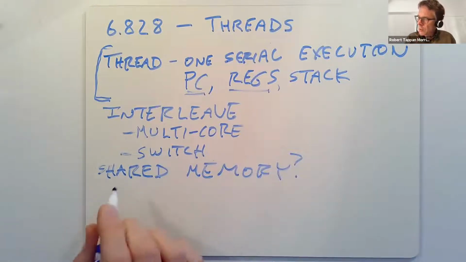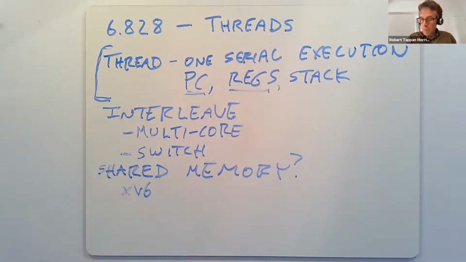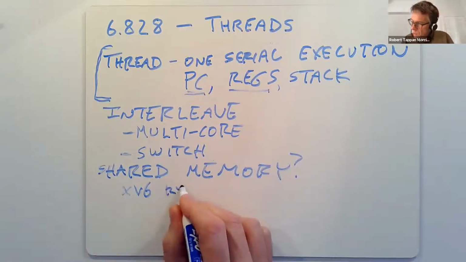The XV6 kernel is shared memory. So XV6 supports a notion of kernel threads. There's 1 kernel thread per process that executes system calls for that process. All those kernel threads share kernel memory. So XV6 kernel threads do share memory.